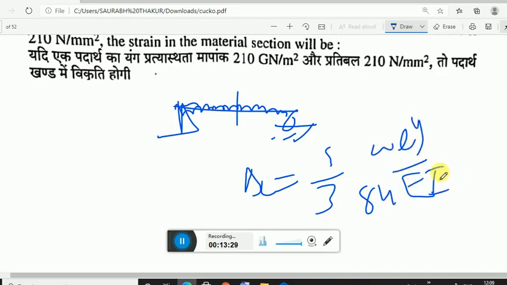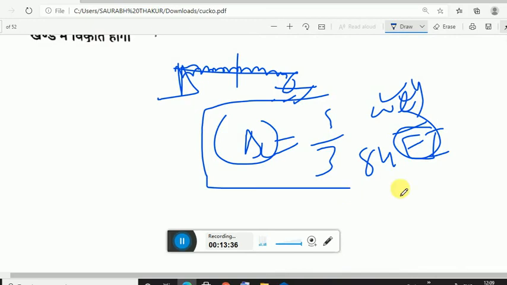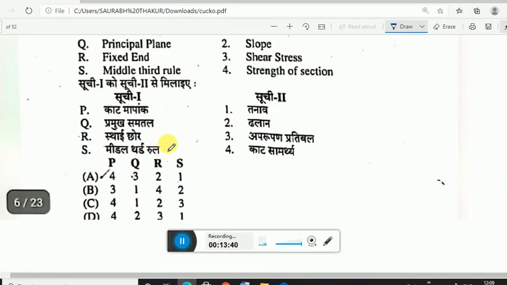Everything is given in the question. What you have to do, you just have to calculate the EI. W is given, L is given, del C is given. You can calculate from here the value of EI. Okay. Moving to the next question.